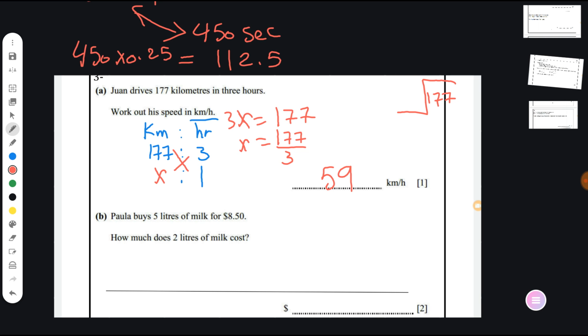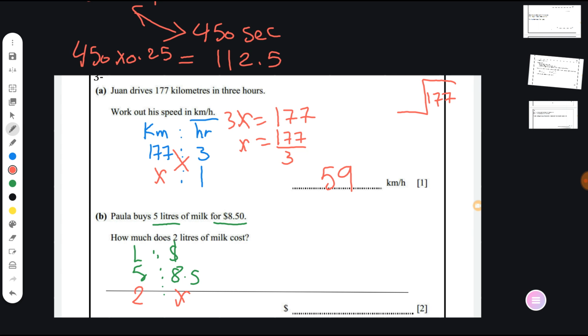Another question. Paula buys 5 liters of milk for this amount, so it's a rate too: 5 liters for 8.5 US dollars. Liters and US dollars are different quantities. If I write it as liters to US dollars, it will be 5 to 8.5. Now it asks how much, so the x will be the amount of money, for 2 liters. Put 2 liters here.